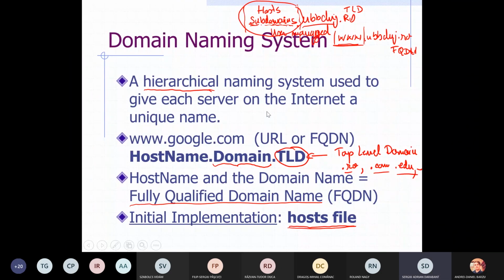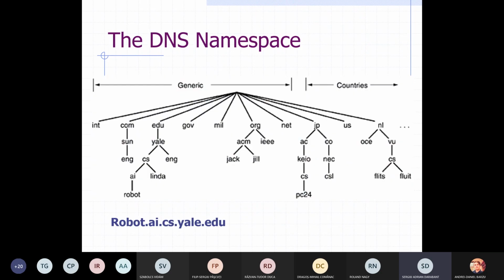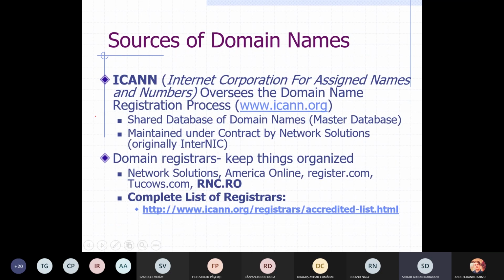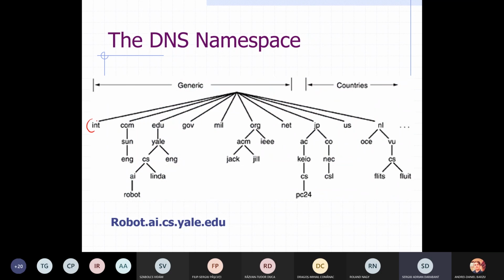It was a host file at the beginning, but then as the internet grew, it was more and more difficult to handle this file, to update it and distribute it to everyone. So eventually the system got a hierarchical structure and became distributed. And if we look at it, the domains are organized like in the figure below. You have some generic domain names, these ones here, top domains.